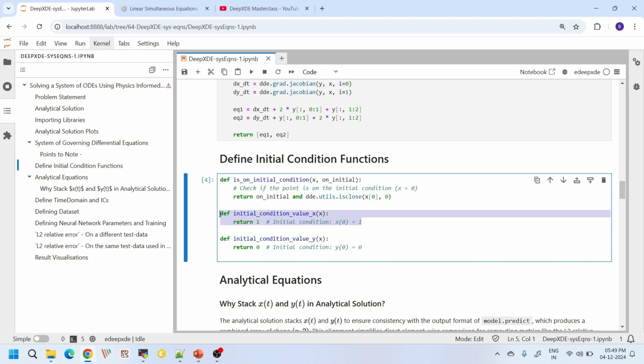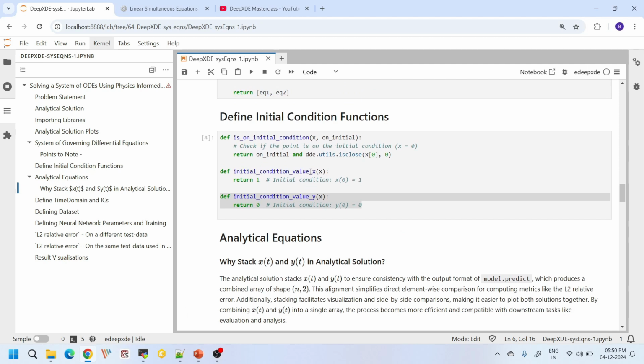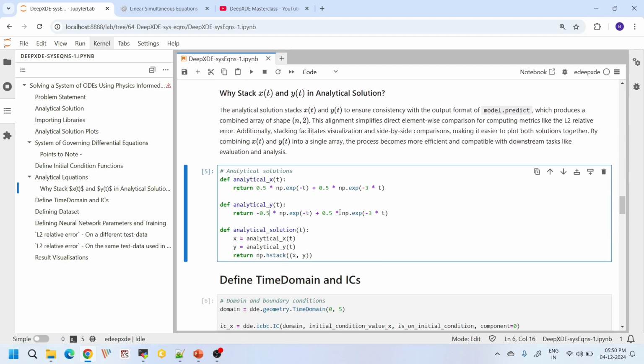After that, we are specifying the initial condition value. If this condition is satisfied, for x we apply 1 and for y we apply 0, same as the conditions defined in the system of equations. After defining these initial conditions, next we are formulating the functions for analytical solutions. The first two functions, analytical x and analytical y, define the analytical solutions for x of t and y of t. And we are combining these two analytical solutions into a unified function, that is analytical solution.